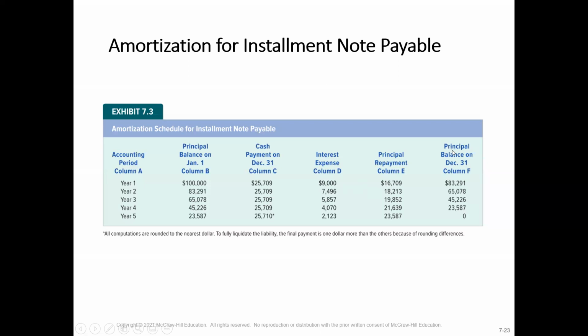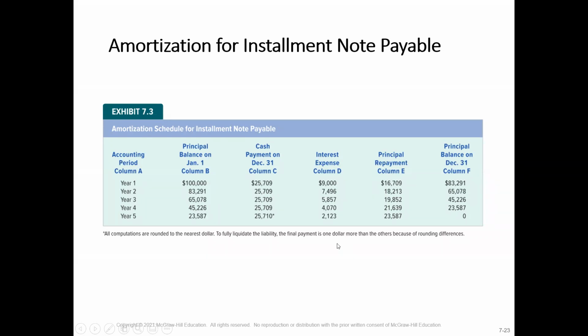So our principal balance at December 31st of year one, we started out at $100,000. Payment one reduced our principal by $16,709. So subtraction of the two figures gives us $83,291. That will be the principal balance January 1st of year two, and the basis of the interest calculation for year two's payment.